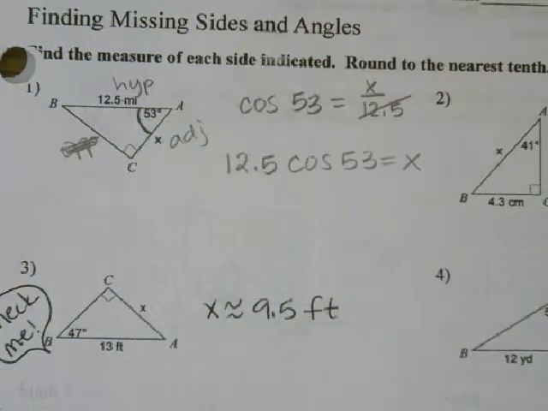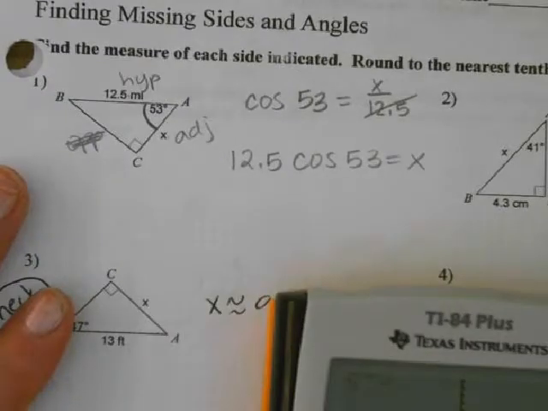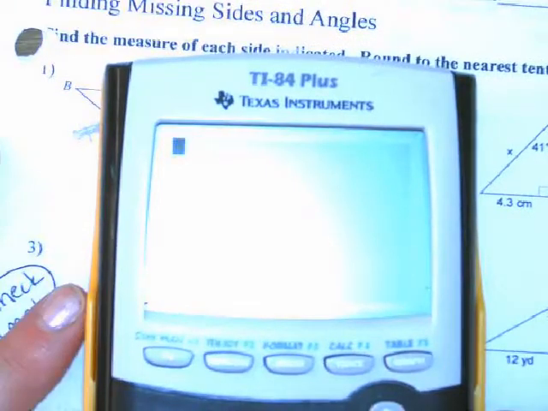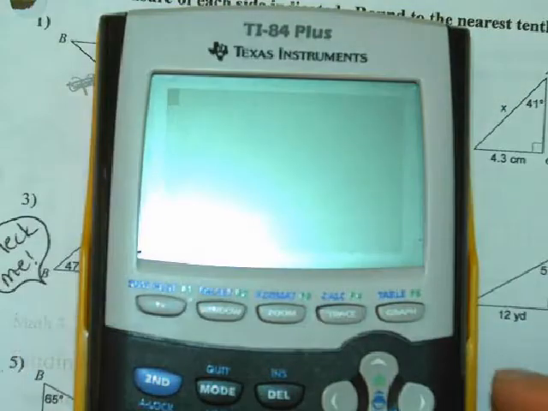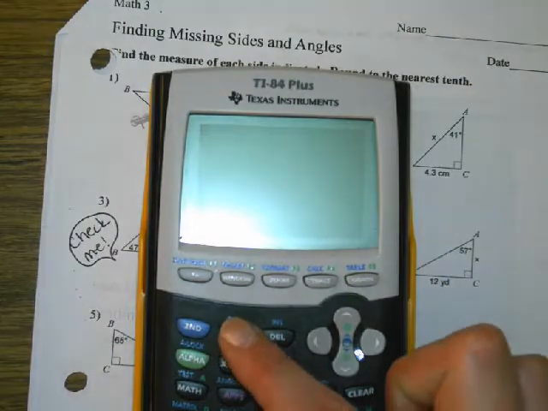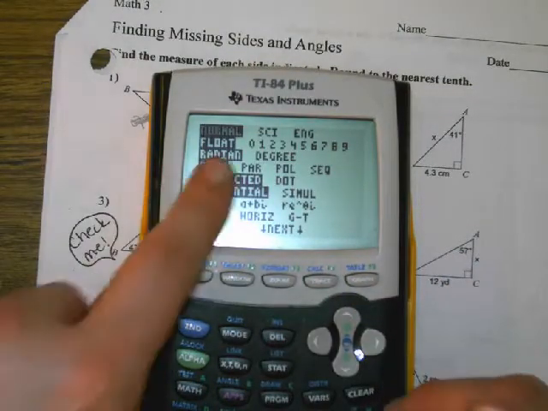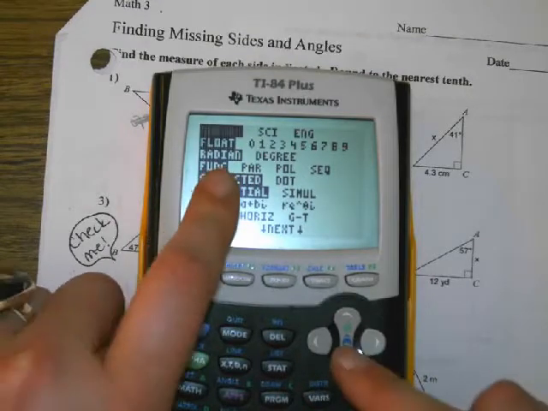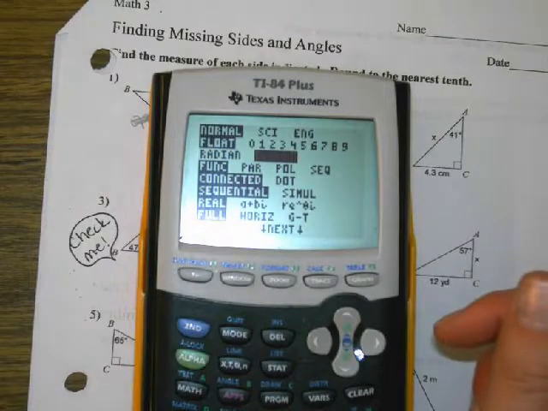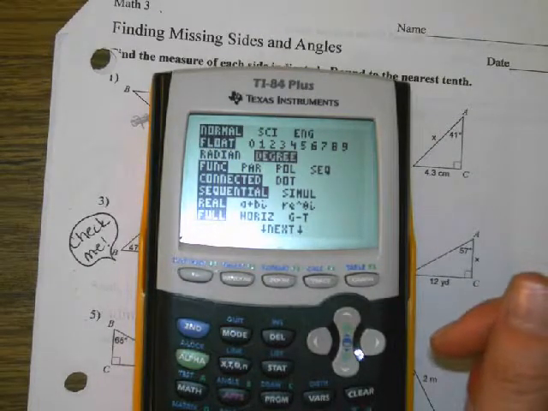Now we need to go ahead and type this in our calculators. And to type this in, you have to first change your calculator into degree mode. Our calculators by default are in radian mode. So what we do is we hit the mode button. Everyone on your calculator hit mode. And if you can see, it's dark on radians. We've got to switch it to degrees. And you're going to have to do that pretty much every time you grab a calculator to work with.